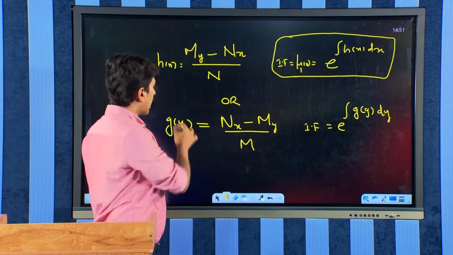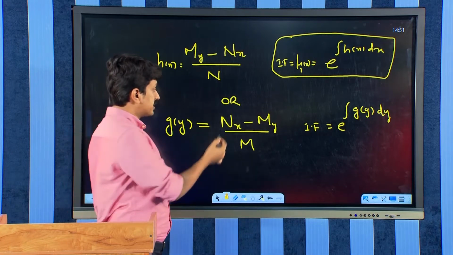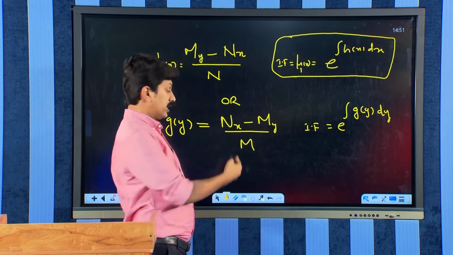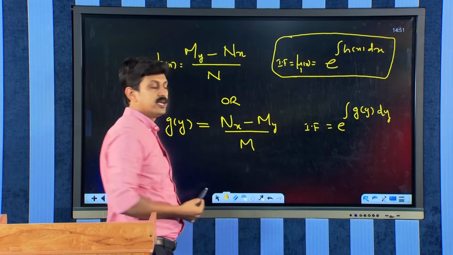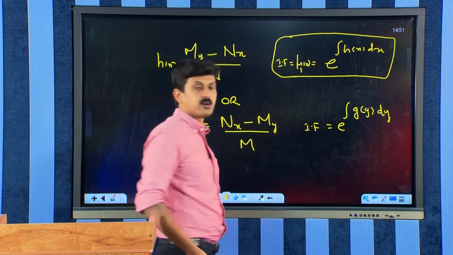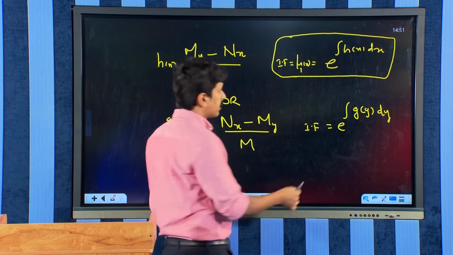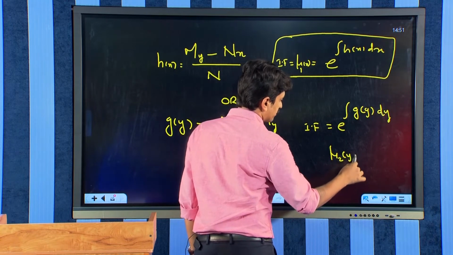And similarly, for a function in y, g(y) = (Nx − My)/M, that is, ∂N/∂x − ∂M/∂y divided by M. The integrating factor is e raised to the integral of g(y) dy. Maybe we can write this as some μ2(y).